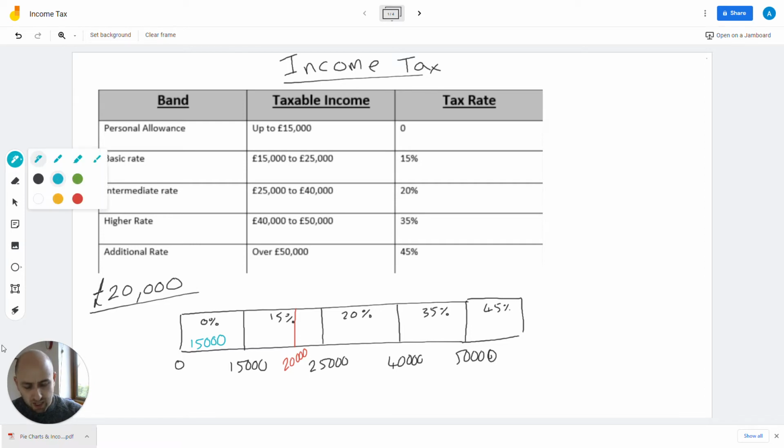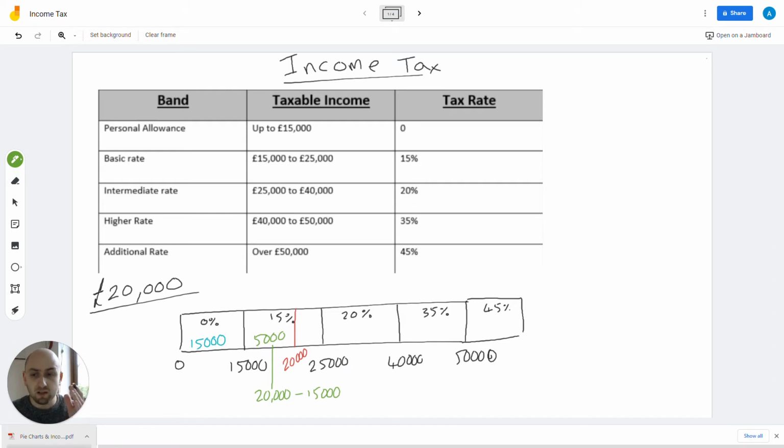And then I look at the next section. Now your next section is here. How much money goes in there, ask yourself? Well, it's how much money is in between the 15,000 and the 20,000. So that is 5,000. Okay, so I've done that by just doing 20,000, take away the 15,000 he has personal allowance, because that's gone, that's pay no tax. And then I stop the red line, because that's where his money ends.